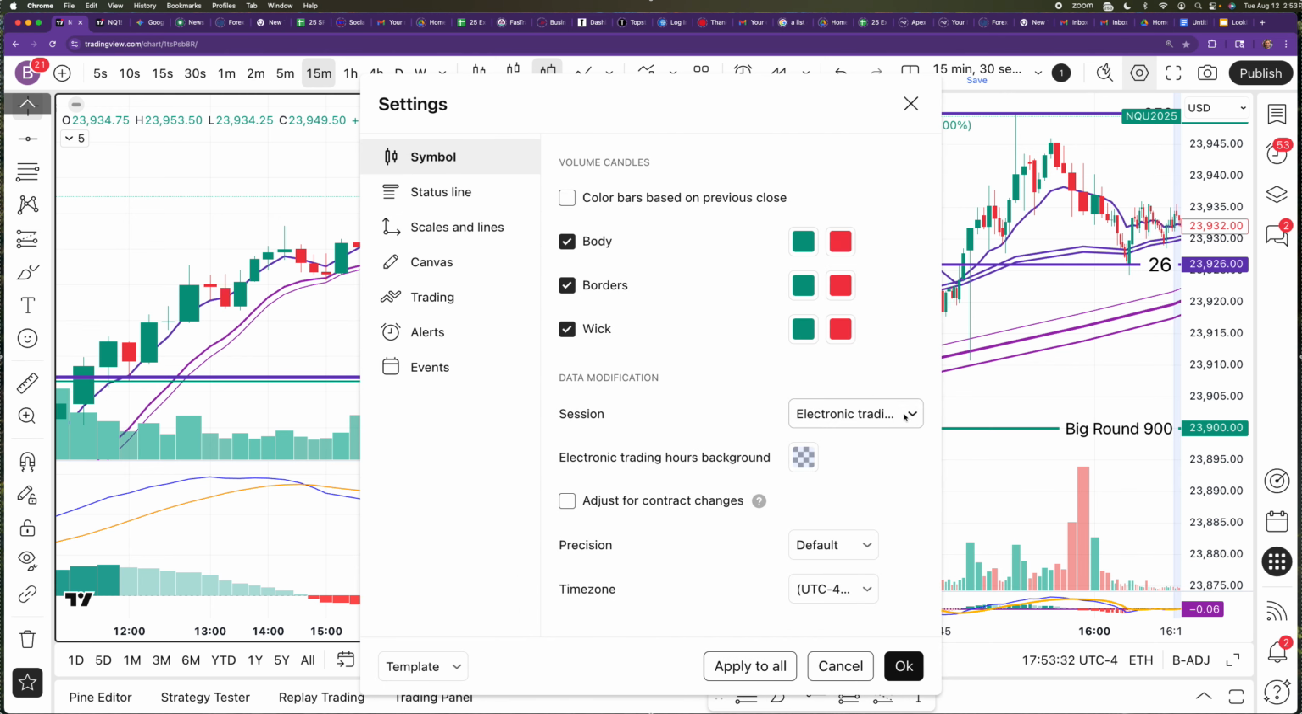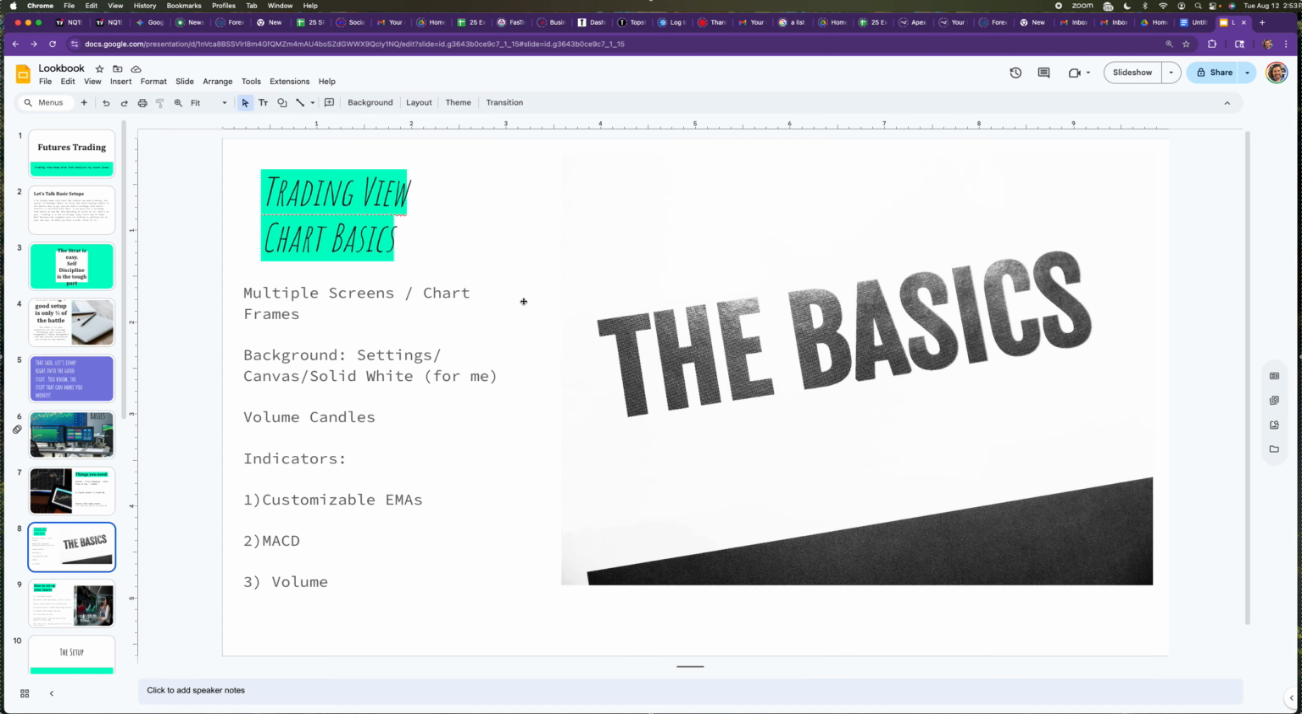Maybe it's under symbol. Yeah, sorry, it's under symbols. I like to go for the electronic session. That gives me the overnight action. Okay, all right. So let's talk about volume candles also.